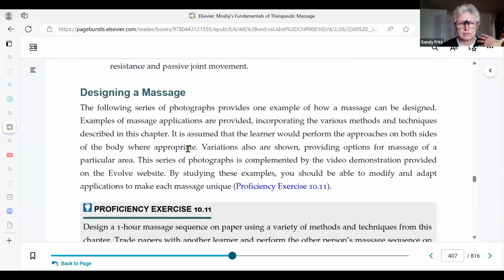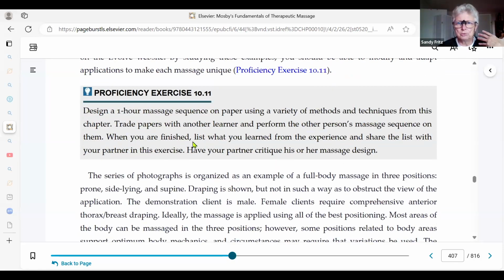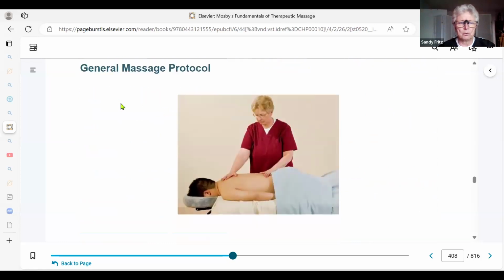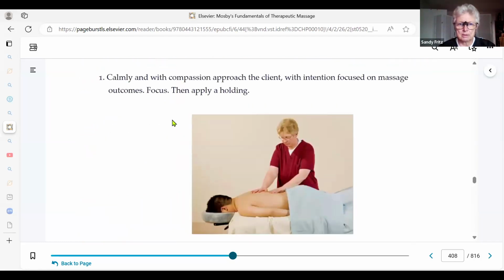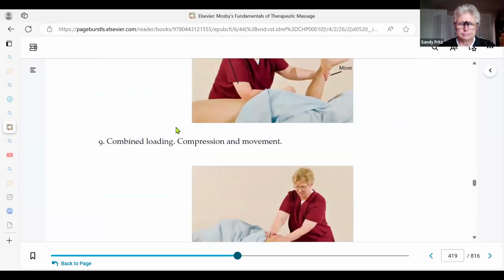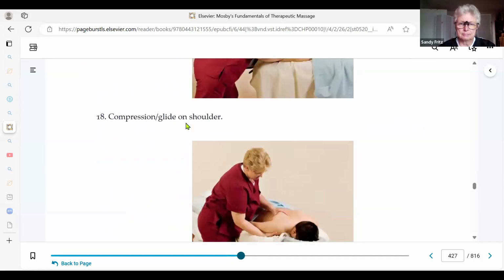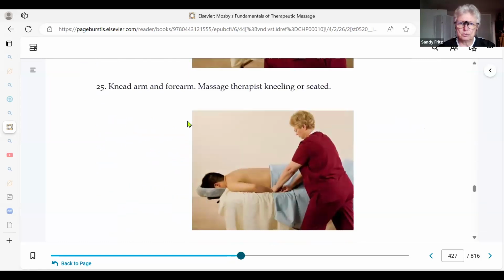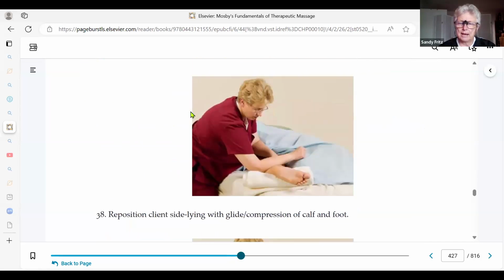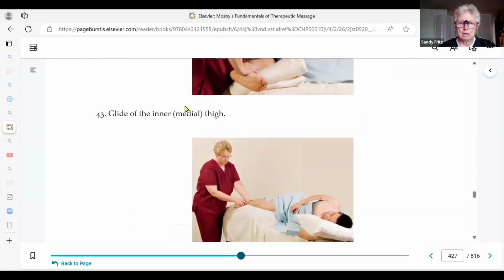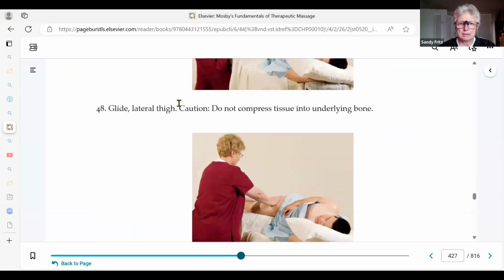instruction on how to actually design a massage. And it asks you to sit down and sequence out a script for a massage here. So there are a whole series of pictures here that show a sequence. And my suggestion is that you try to mimic this. And then you start looking at how you would adapt and modify based on a client.